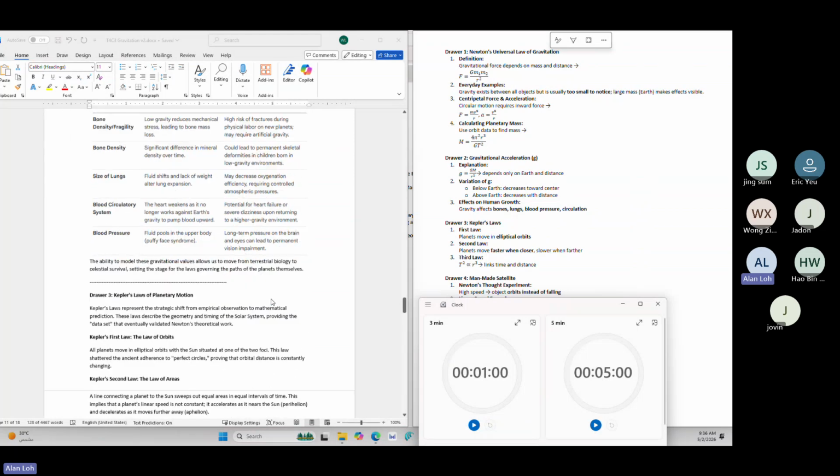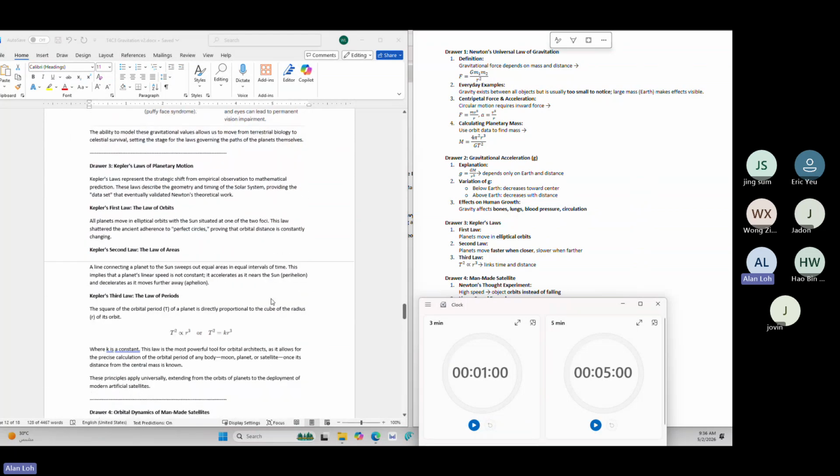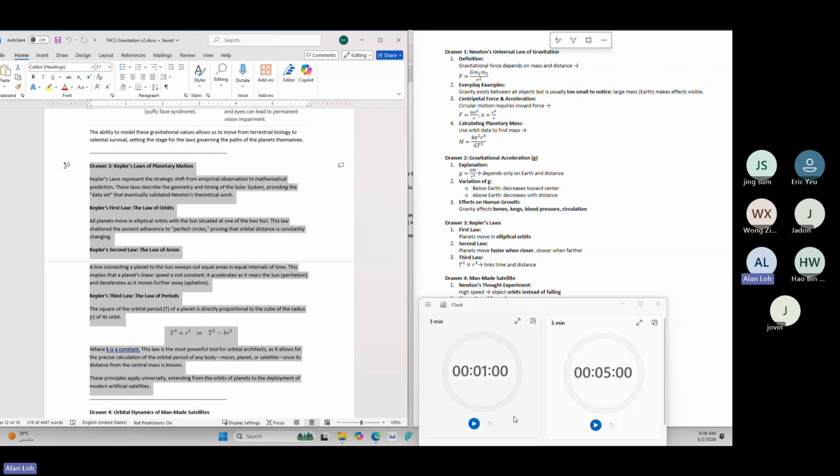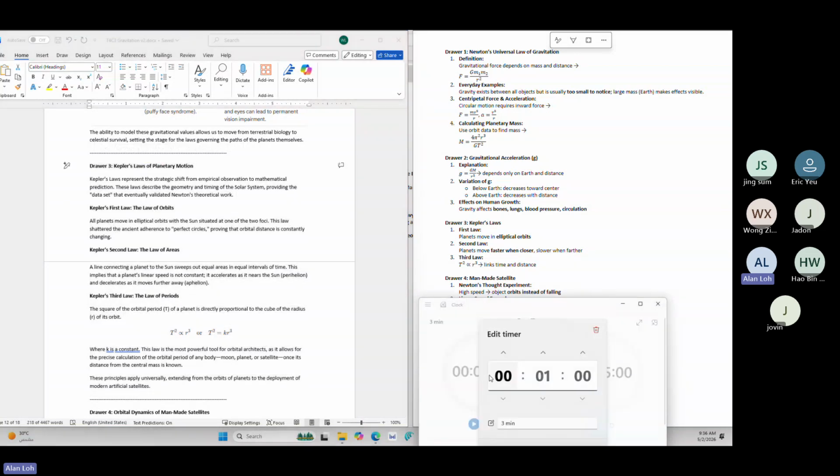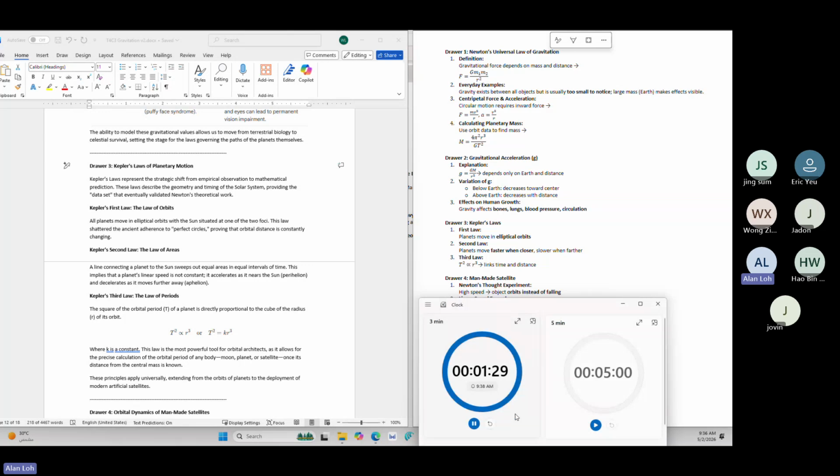Let's go to drawer 3. 5 is still not a high level. If you do not fully understand, that's fine. Right, you still are at level step 5 now, not step 10. So let's do 1 minute and 30 seconds. You can start now. Yep, 1 minute and 30 seconds for drawer 3.